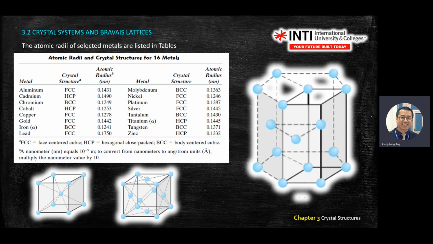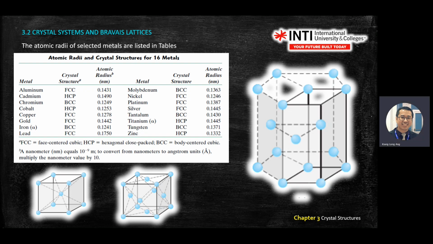There are 2 rows of data here. One is on the left-hand side, one is on the right-hand side. So for example, aluminium is FCC. A is 0.143 nanometer. Then nickel or platinum, they are FCC and so on.